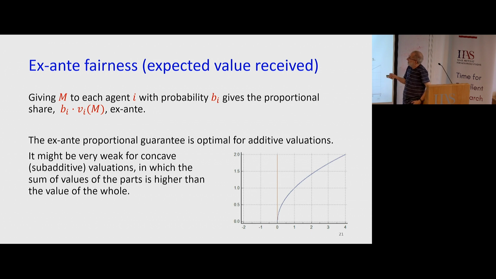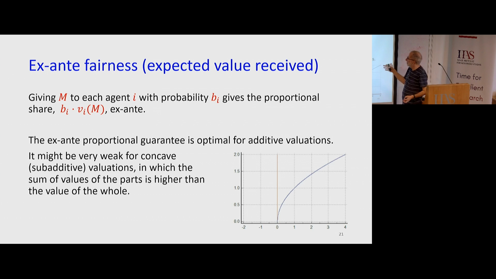And this is the best you can hope for with additive valuations, but I want to point out that this is a very weak guarantee for other classes of valuations, let's say concave valuations or sub-additive valuations, in which the sum of values of parts is higher than the value of the whole. Because here you keep the good as a whole and give it to someone as a whole, and agents would really like you to partition the good.